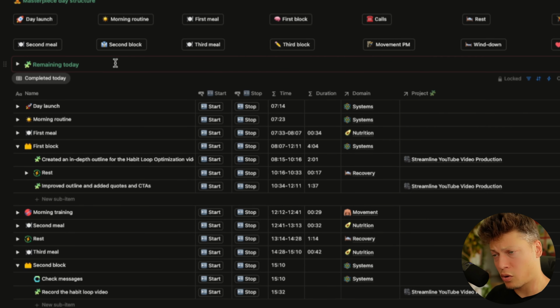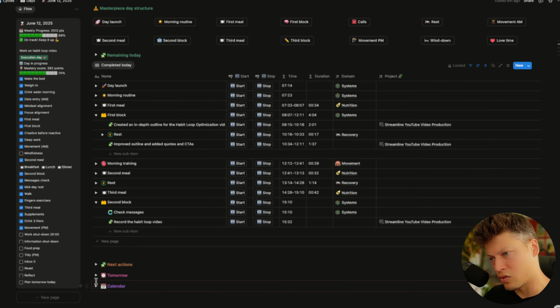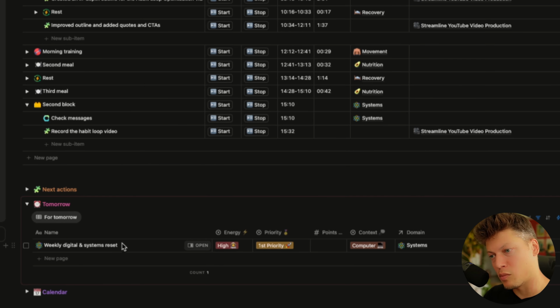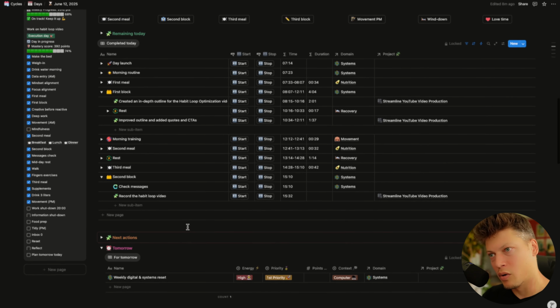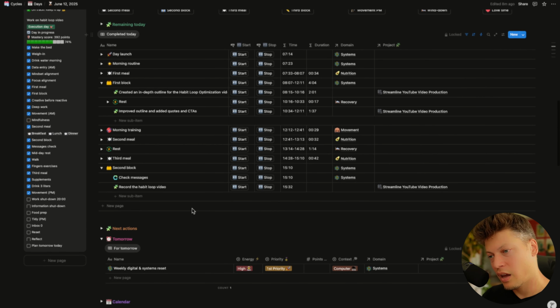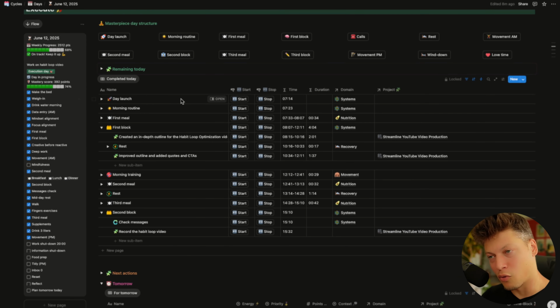These can be actions for some projects that you're having, or these can be routines as well. So let's say I happen to know that for tomorrow, I have my weekly digital reset and systems reset planned. So tomorrow I will see it in this section. This is a routine that I plan every week, and it doesn't belong to any project. It's just an ongoing routine that supports my systems domain of life, and it absolutely cues the execution because it just appears in this block regularly, and then I know I need to execute it.